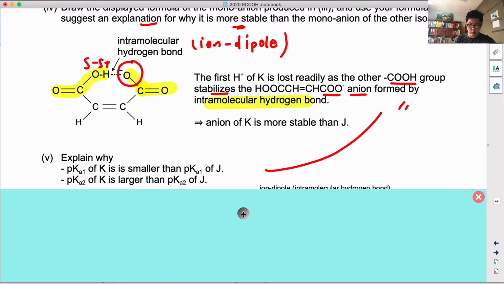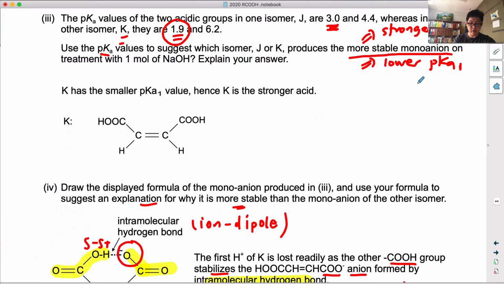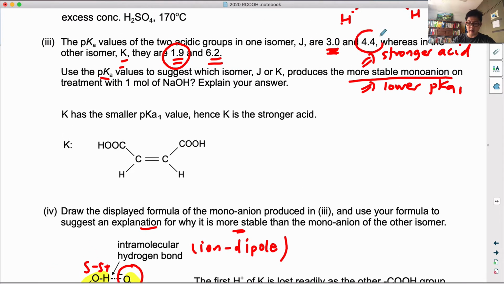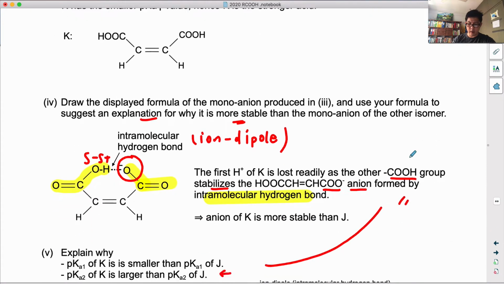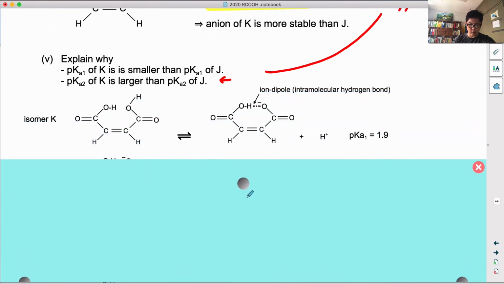This is the one I'm looking at. This is a bit more tricky. Why is the pKa2 of K larger than the pKa2 of J? The pKa2 of K is 6.2, and the pKa2 for J is 4.4. So let's see what it really means. I'm just going to draw it out for you very quickly.